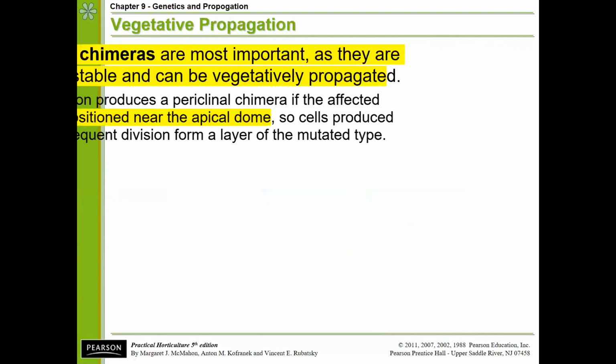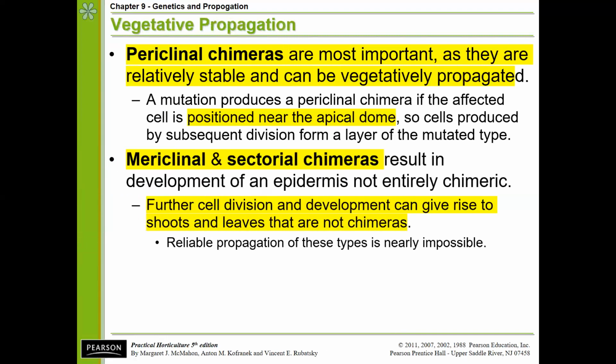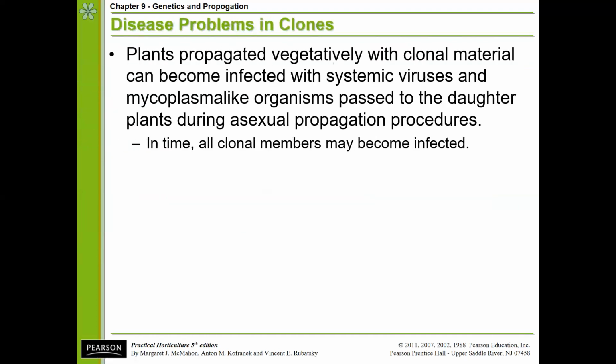So again, basically just repeating what I just said there. Periclinal chimeras are relatively stable because they're positioned near that apical dome, and every cell that reproduces from that will have that same characteristic, whereas the mericlinal and sectorial chimeras don't necessarily do that and are difficult and in some cases impossible to propagate. So where that chimera occurs is important to look at as well.